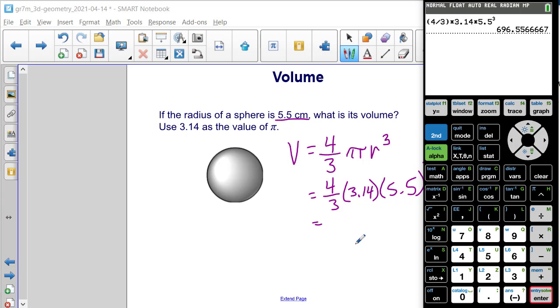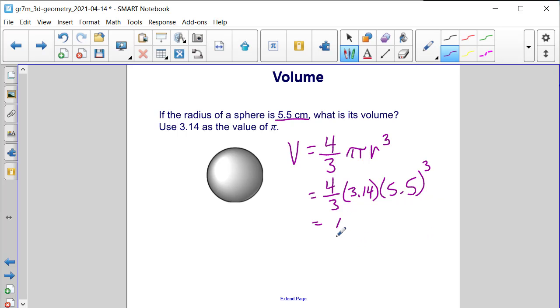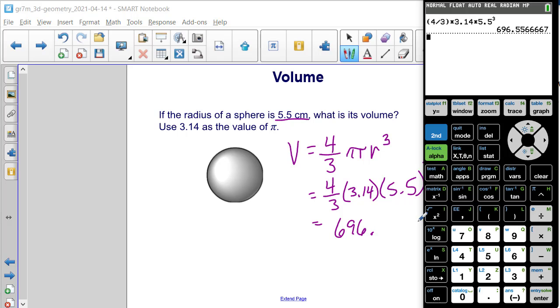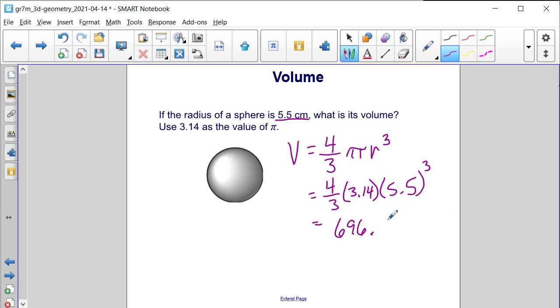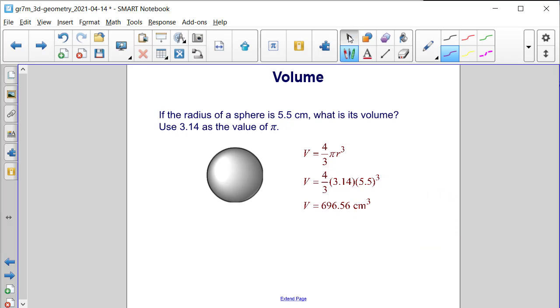And that becomes 696, and let's round it to the nearest hundredths place and make it 0.56. And this is cubic centimeters. And as we can see with the calculations that are shown here, the volume is indeed 696.56 cubic centimeters, which is what we had calculated when we worked out the problem.